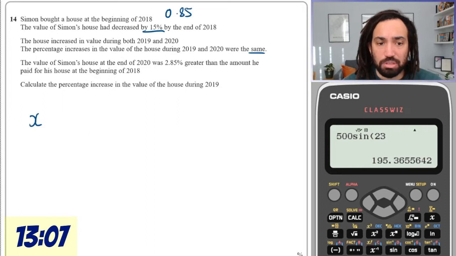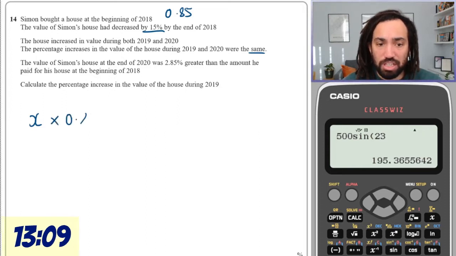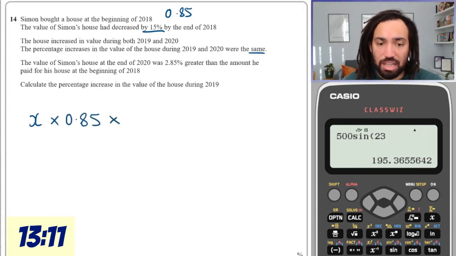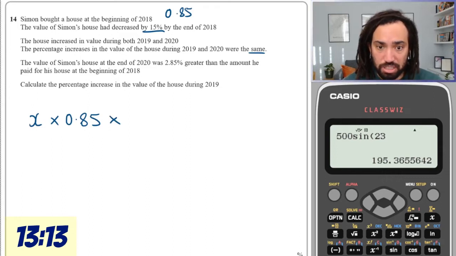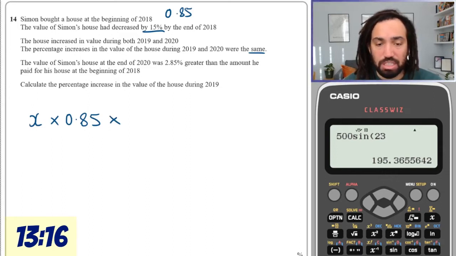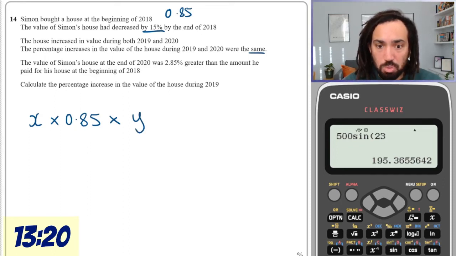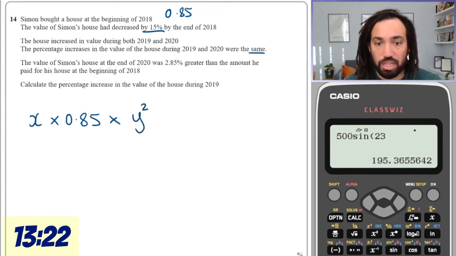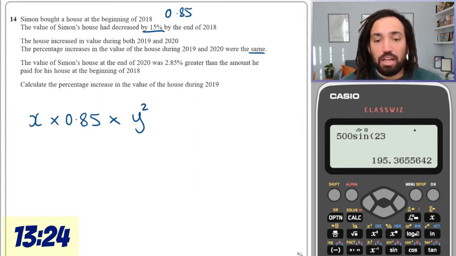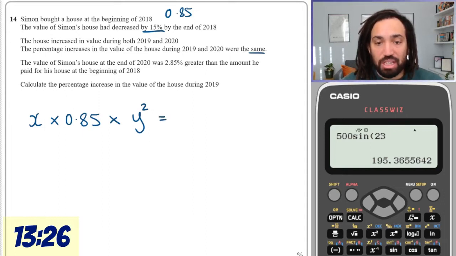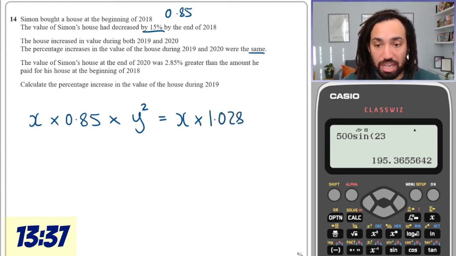And then what happened? It was multiplied by this, and then it increased by some amount, which we don't know, twice, because it was for 2 years, which was the same. And that then equals the value at the start multiplied by 1.0285.